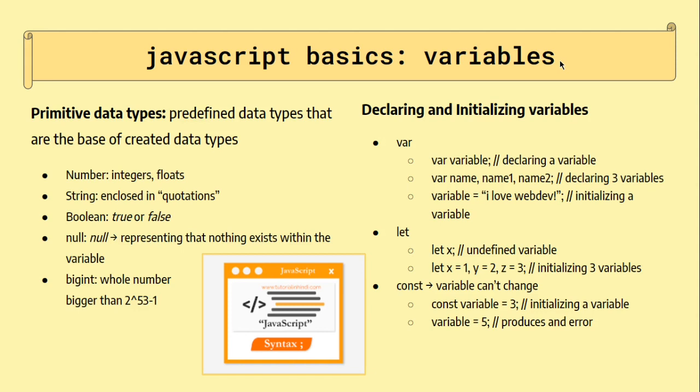Below are some ways to declare and initialize variables. Var, let, and const are some of the keywords that can be used to declare and initialize variables. Notice for the const keyword, if you initialize the const variable, you cannot change or update the data of the variable throughout the script.